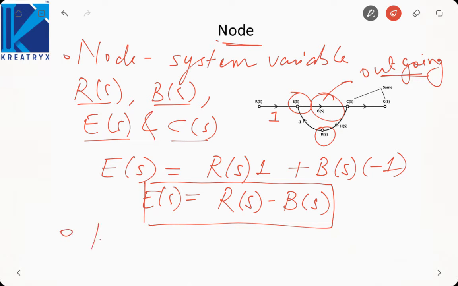Next is, in terms of node, the input node, which is also called the source node.